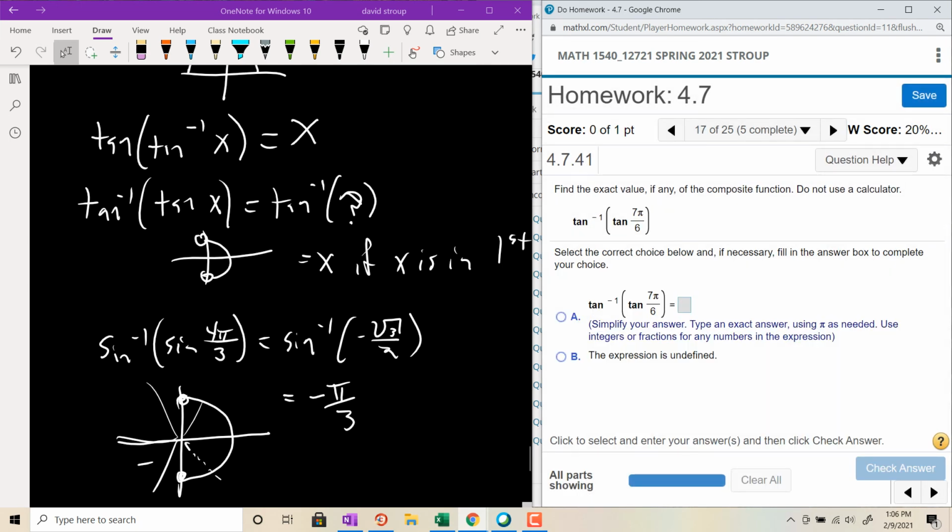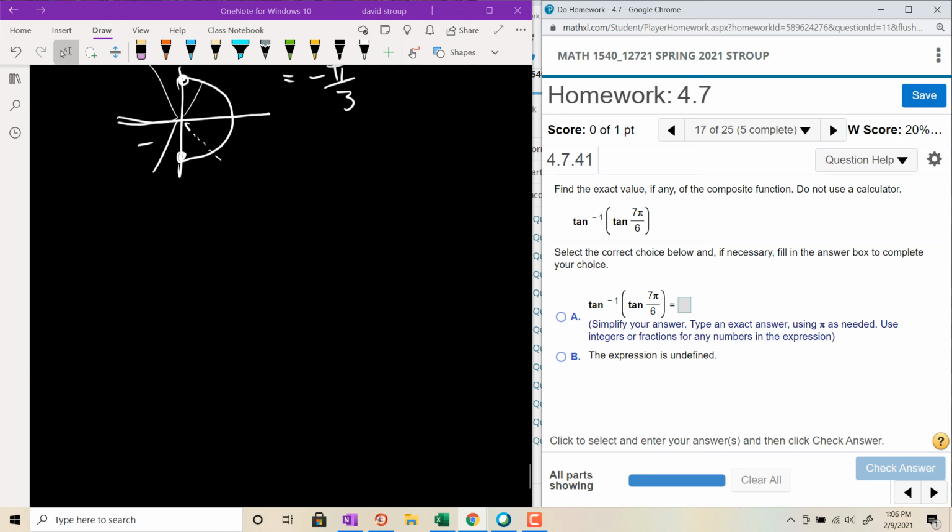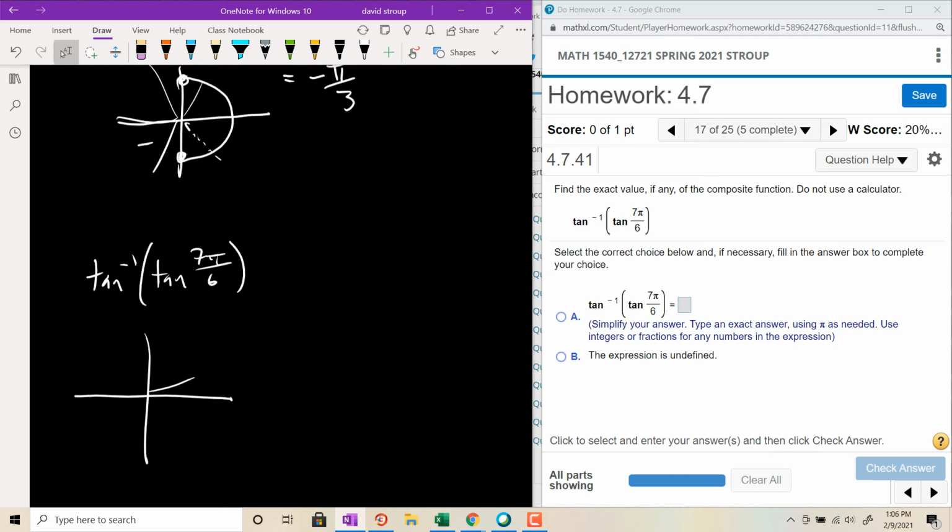Tan inverse of tan of 7 pi over 6. So 7 pi over 6 is in the third quadrant, so we're going to have to fool around with that. So again, where is 7 pi over 6? That's 1, 2, 3, 4, 5, 6, 7 pi over 6. It's just one more than 6 pi over 6. So it's in the third quadrant. Tan will be positive there.